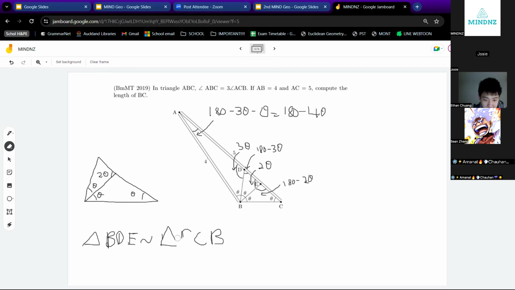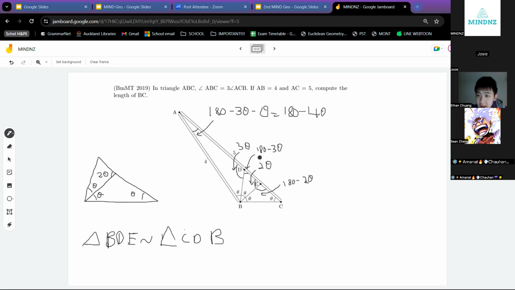Triangle ADB and triangle ABC are also similar. Yeah, so that's the second pair of similar triangles.